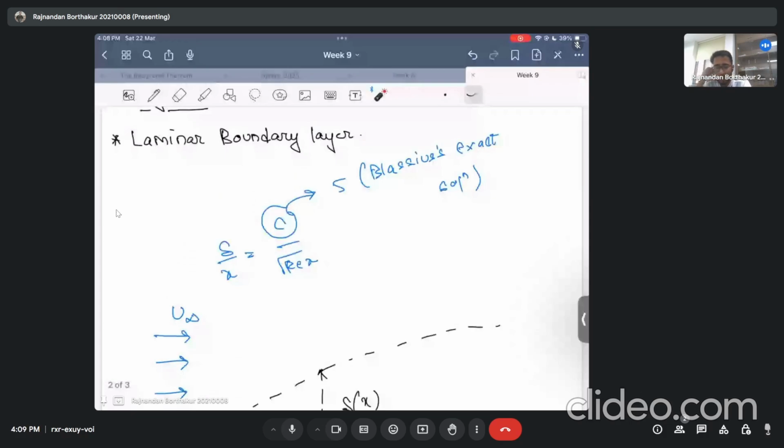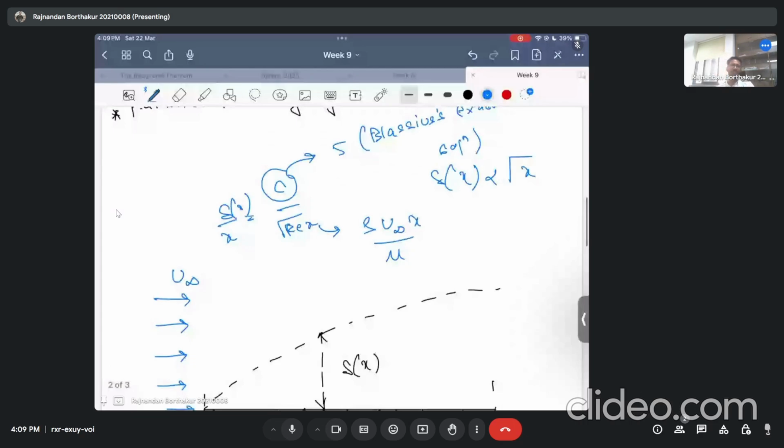From his similarity approach, he saw that this delta is inherently a function of x. It varies as some constant times 1 by square root of Re_x. And if you expand this Re_x as rho times u infinity x by mu, you can show that delta is proportional to square root of x. This is how the boundary layer essentially grows. So this is the background behind this boundary layer analysis.